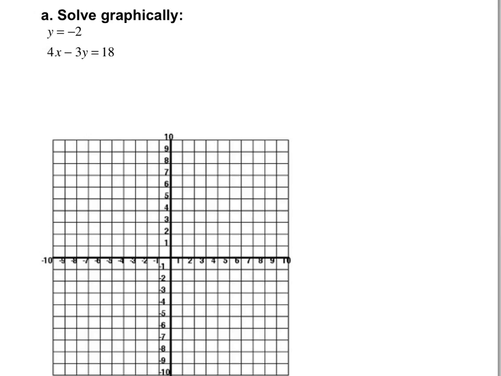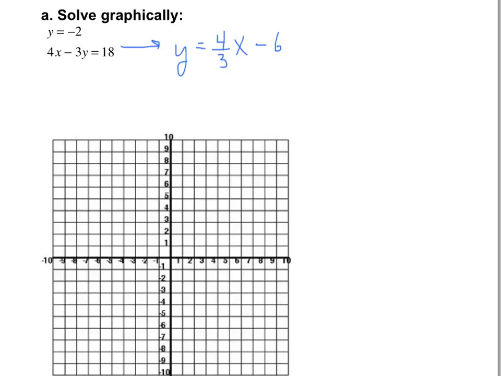The first example that we'll do together: y = -2 and 4x - 3y = 18. We're asked to solve the system graphically. The first thing you're going to want to do is make sure that both equations are in y = mx + b form. The first one already has y alone. The second equation will have to be rearranged to get y alone.